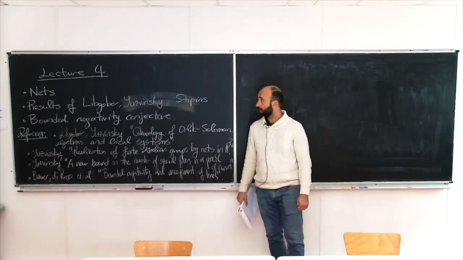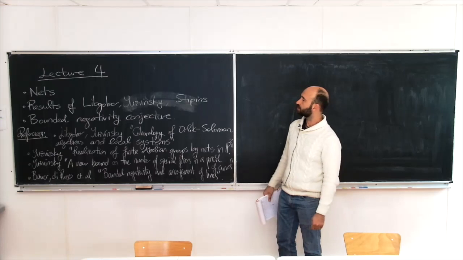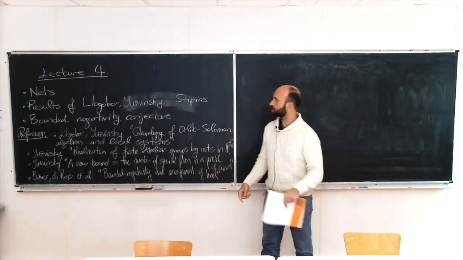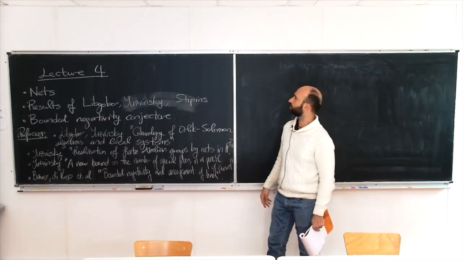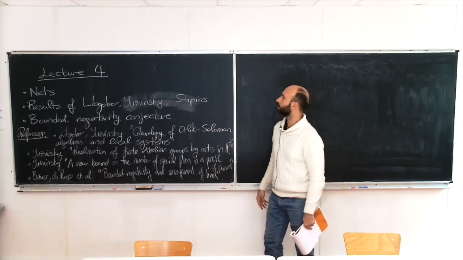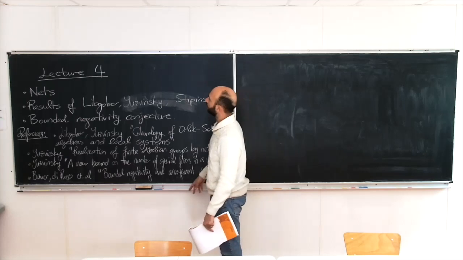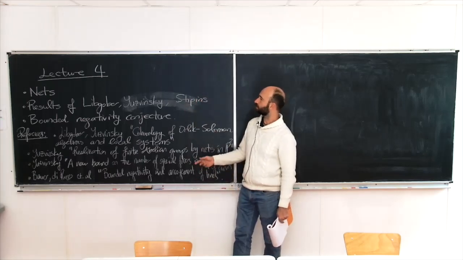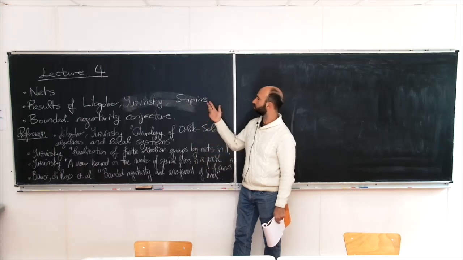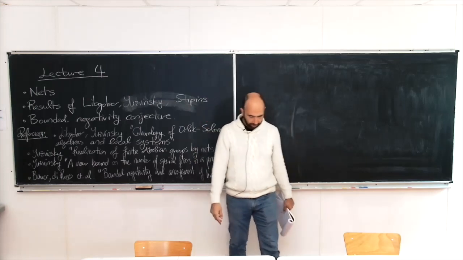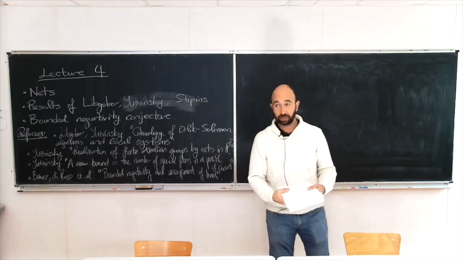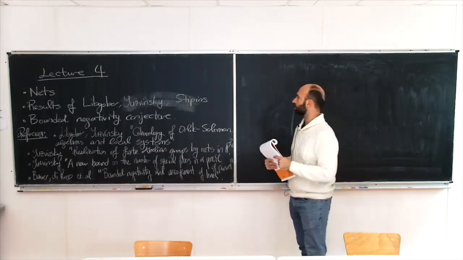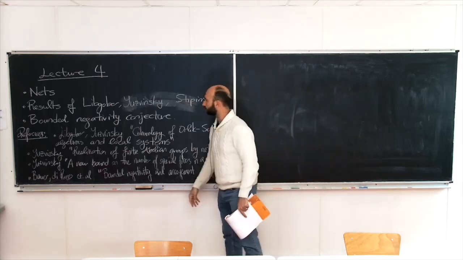So today's topic is, first of all, we'll discuss a special class of line arrangements called nets in the complex projective plane. And related to nets, I'll try to describe some results of Libgober, Yuzvinsky, and Stephens. And afterwards, at the end, I'll mention some connection of complex line arrangements in general to the bounded negativity conjecture.